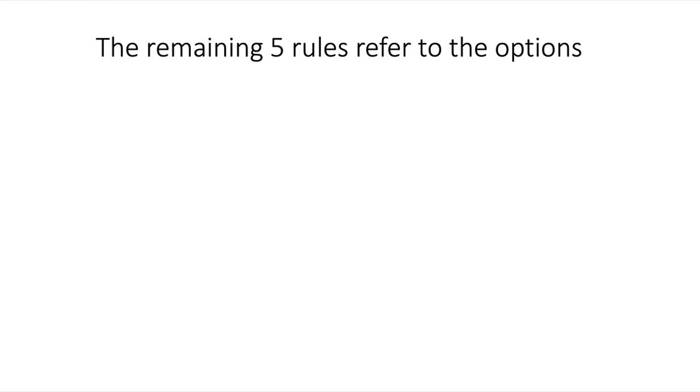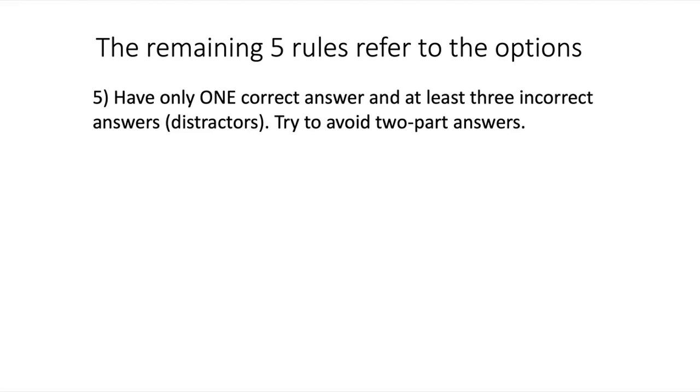The 5 remaining rules refer to the options. And this part I think is really important. We really do want to avoid the jokey example at the beginning of the presentation of having A, B, C, A and C, D and F, etc. And we want to avoid having 2-part answers. And of course, we need to have at least 3, sometimes 4 plausible distractors.